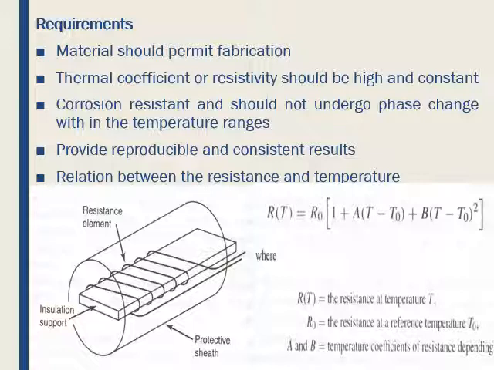The relationship between the temperature and the resistance of conductors can be calculated from the equation given here. R_t equals R_0 times (1 plus alpha times delta t), or R_0 times (1 plus A times (t minus t_0) plus B times (t minus t_0) squared), where A and B are the temperature coefficients of resistance.